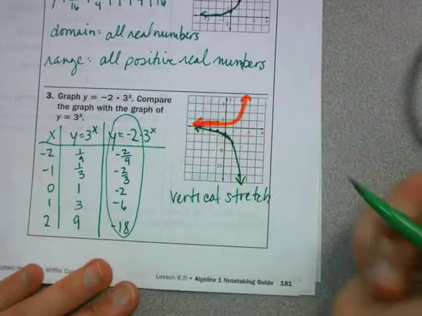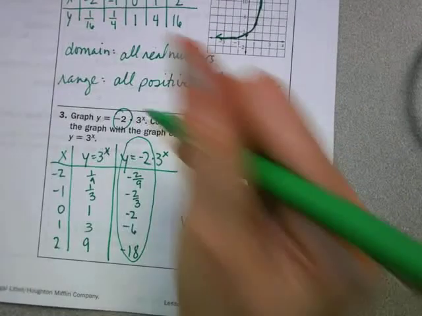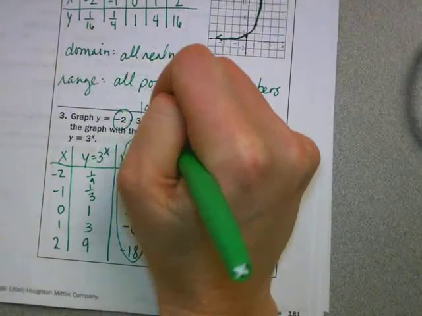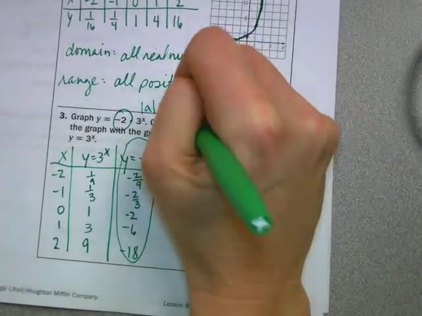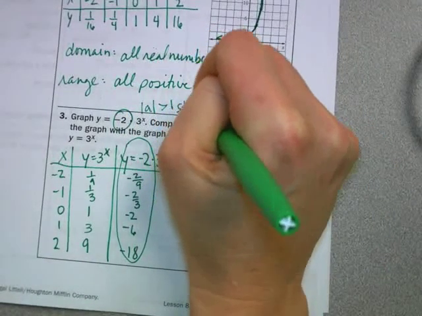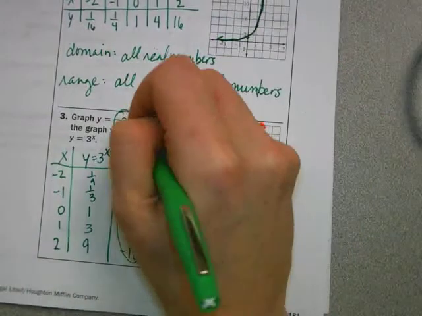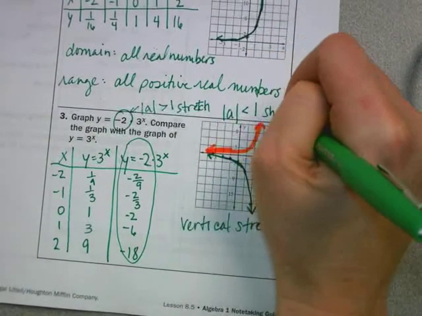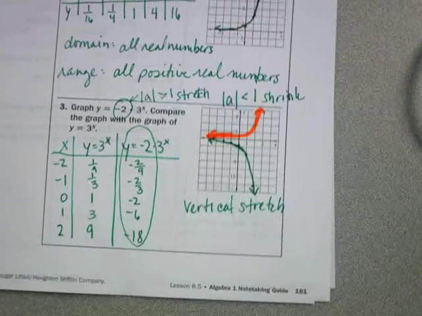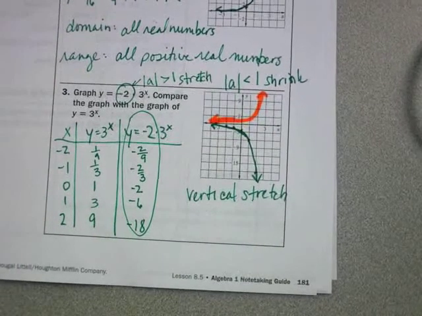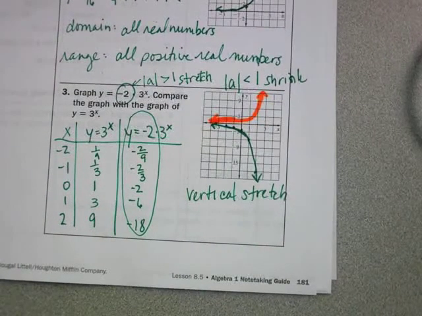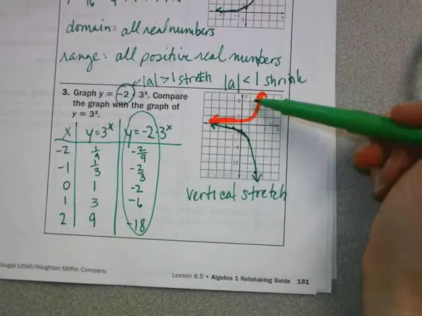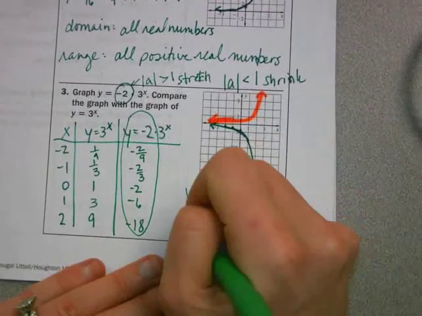The other way you can tell is you look at that value of A, and if its absolute value is greater than 1, you know you're going to have a stretch. If the absolute value of A is less than 1, it's going to be a shrink. So if it's hard to tell from the graph if it's a shrink or a stretch, you're going to use that rule, just the same way we did for steep and not steep with linear. So this is a vertical stretch, and it's also flipped over the x-axis, so that's called a reflection.